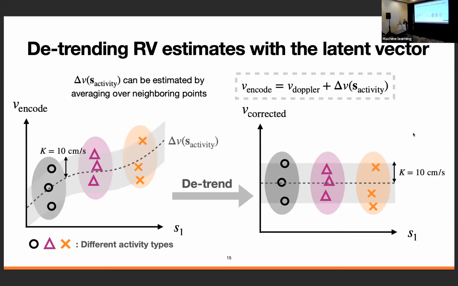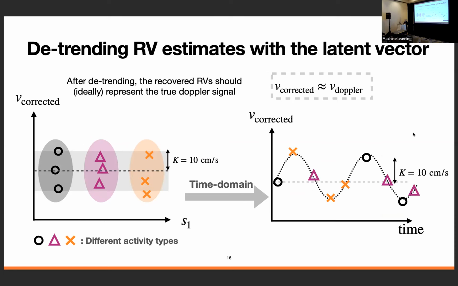As I said, I am employing a strategy to just average over similar activity types, and we can get a pretty good estimate of where the bulk RV offset, depending on the latent position, should be. Subtracting or detrending the measured RVs with this estimated bulk offset, and studying this in the time domain, we should see a beautiful sinusoid.